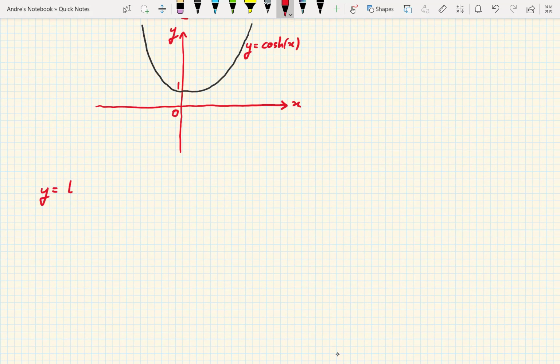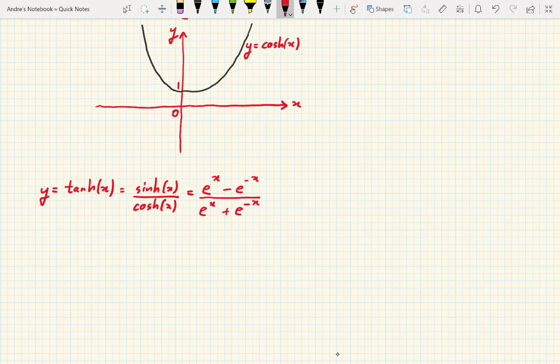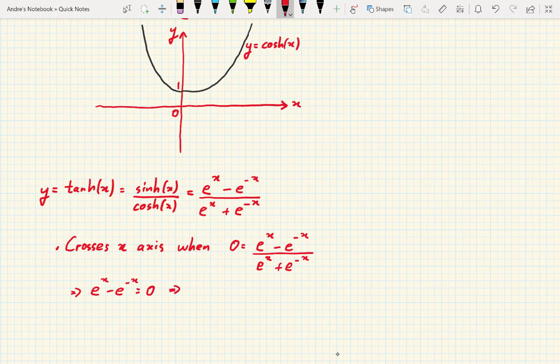Now we sketch tanh x. Let's define y equals tanh x equals sinh x over cosh x equals (e to the x minus e to the minus x) over (e to the x plus e to the minus x). This crosses the x-axis when 0 equals (e to the x minus e to the minus x) over (e to the x plus e to the minus x). The denominator is never 0, so this equation simplifies to e to the x minus e to the minus x equals 0. In other words, e to the 2x equals 1, and x equals 0.